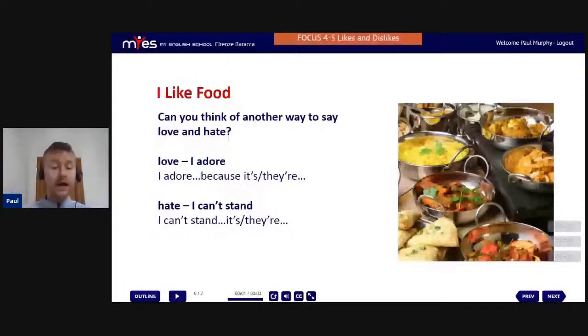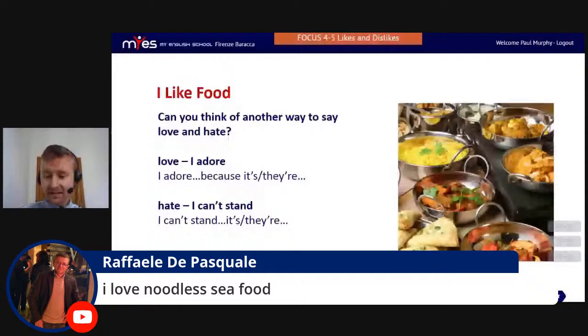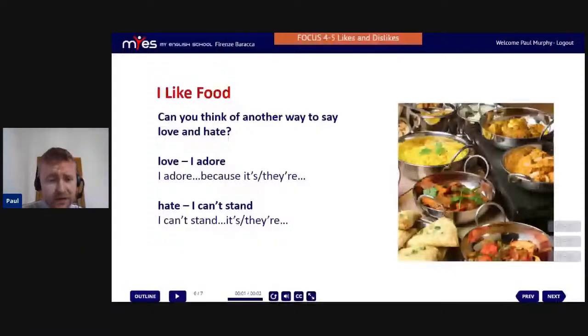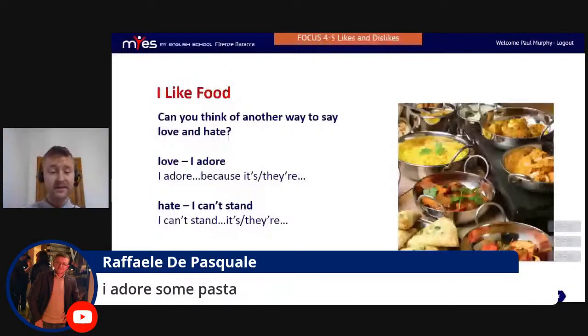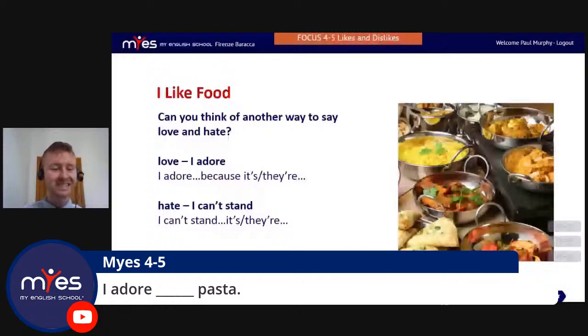I adore. What is the verb? Can anyone tell me? I adore, what is the verb with pasta? Any idea? Excellent. Okay, Raphael, thank you. Can you use an example with adore? Giampiero, welcome to the lesson, and you said smell. I adore some pasta, that's also correct, but I'm looking for a verb. I adore, what's the verb?